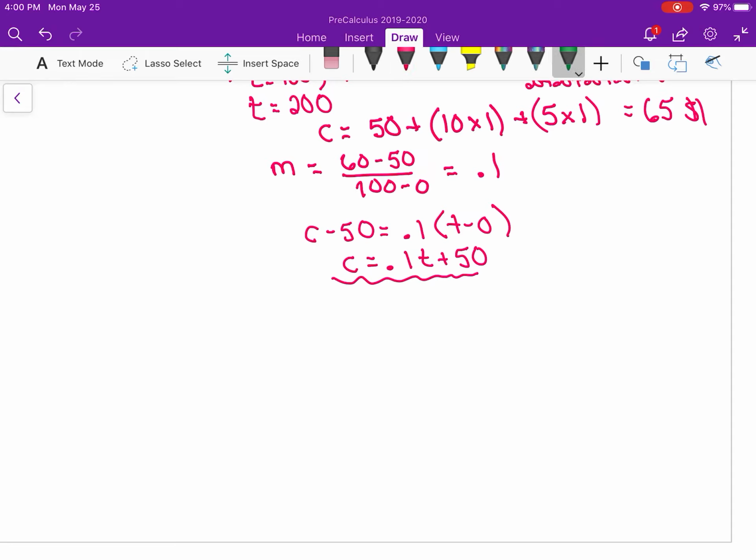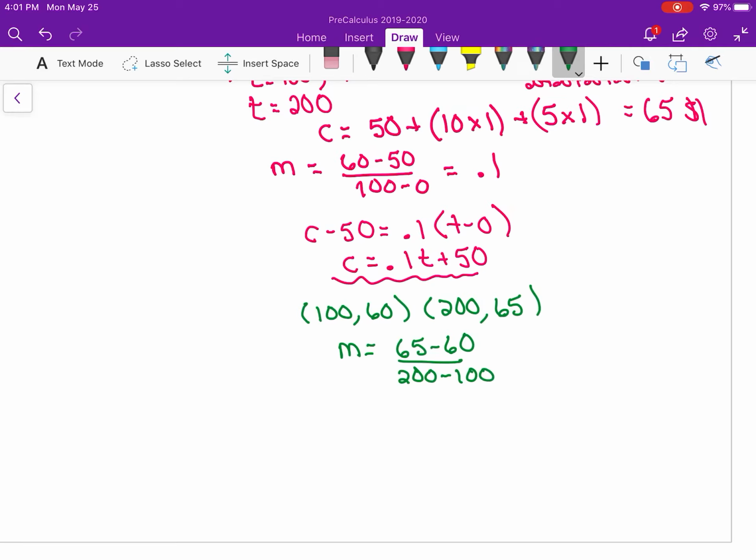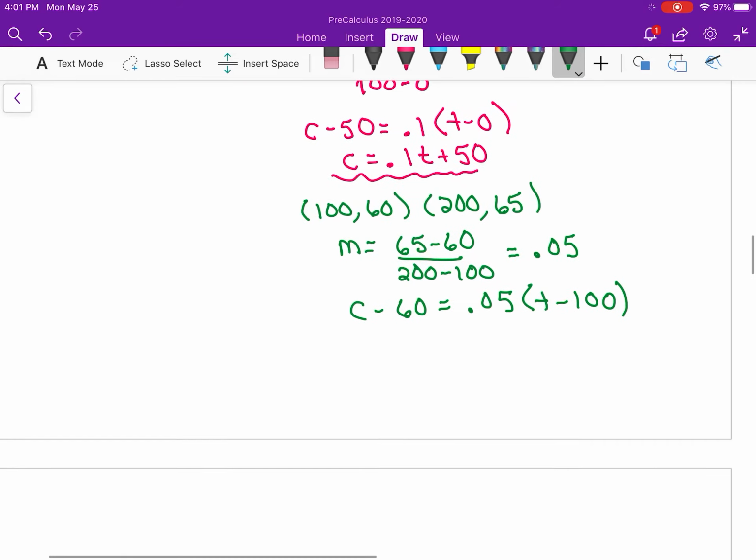And then let's switch and look at this other ordered pair, (100, 60) and (200, 65), because our slope will change. All right, so we're going to get 65 minus 60 over 200 minus 100, and that's 0.05. So again, point slope form, c minus 60 equals 0.05 times t minus 100. Simplify and distribute, c equals 0.05t plus 55. So there's our second equation.